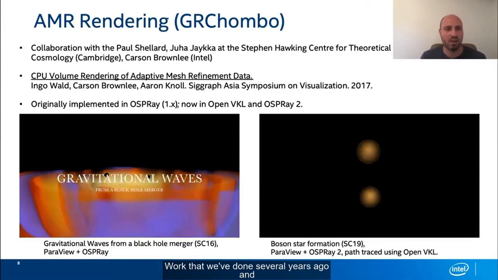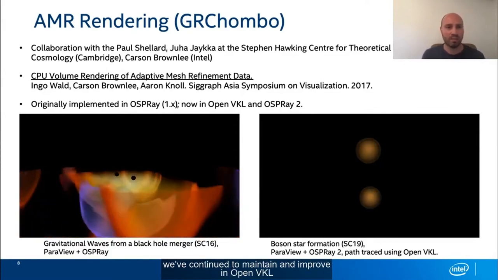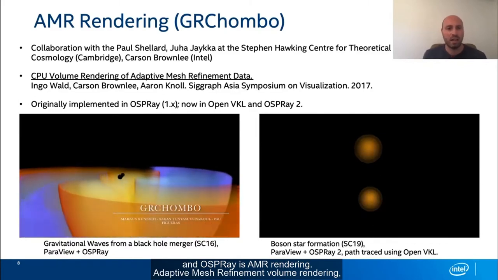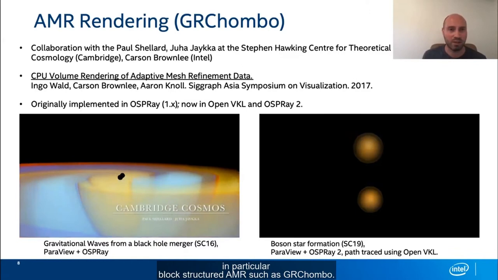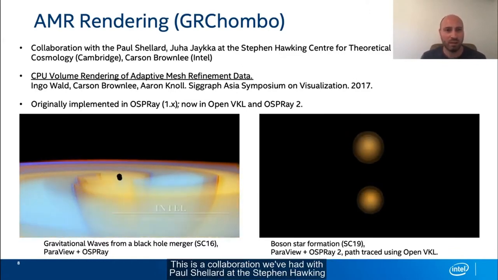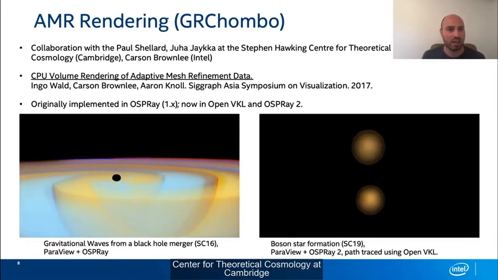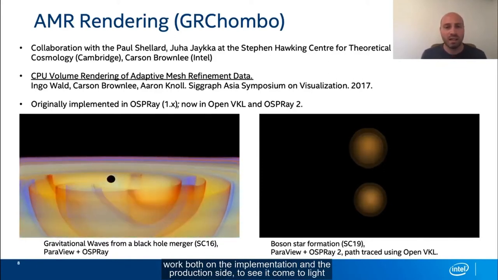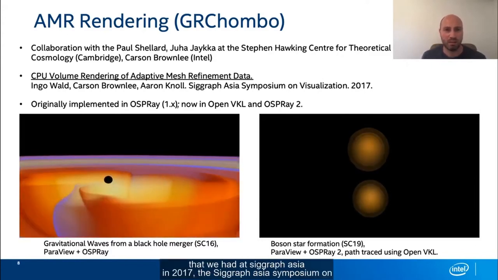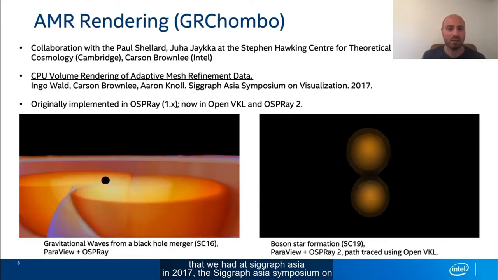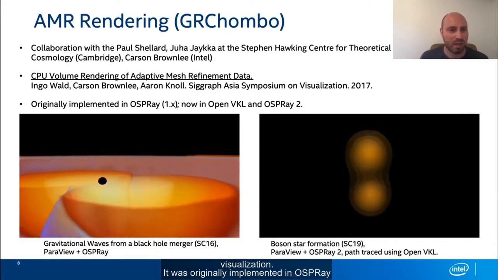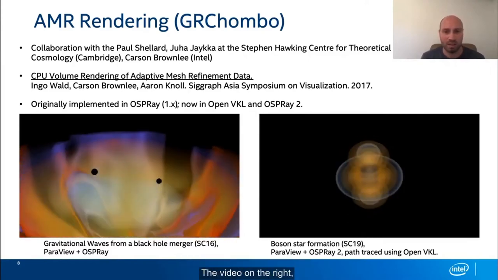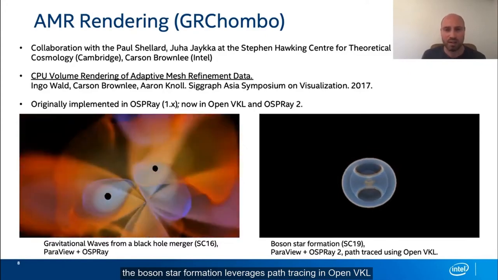Work that we've done several years ago, and we've continued to maintain and improve in OpenVKL and OSPRay, is AMR rendering, adaptive mesh refinement rendering. In particular, block-structured AMR, namely GRChombo. This is a collaboration we've had with Paul Shellard at the Stephen Hawking Center for Theoretical Cosmology at Cambridge, and Carson Brownlee at Intel, in particular, has done a lot of work both on the implementation and the production side to really see it come to light. It's based on a paper that we had at SIGGRAPH Asia in 2017, the SIGGRAPH Asia Symposium on Visualization. It was originally implemented in OSPRay 1, and now it's fully exposed in OpenVKL and OSPRay 2. So the video on the right, the boson star formation, actually leverages path tracing in OpenVKL.